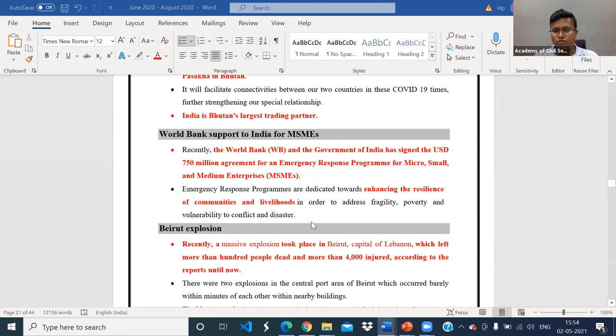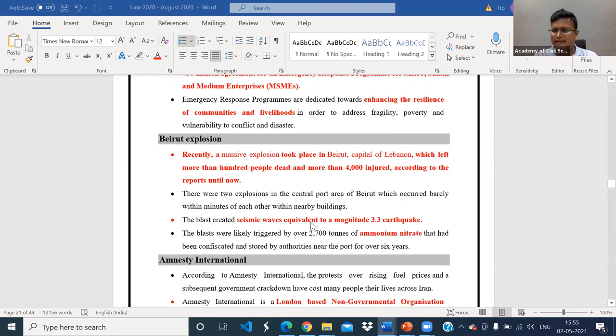Beirut's explosion. There was a big explosion in the city of Beirut. Beirut is the capital city of Lebanon. Why am I giving these current affairs? Because in the past, questions have come this way. If a terrorist attack happened in a particular city, they gave four or five cities where terrorist attacks happened, with the city name here and country name there, and asked to match. Then Beirut might come in the question, because there was a heavy blast in which 4,000 people were injured and more than 100 people died.